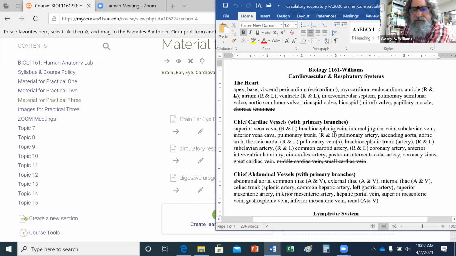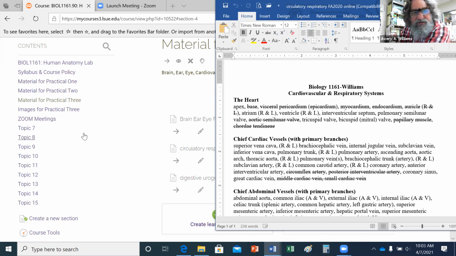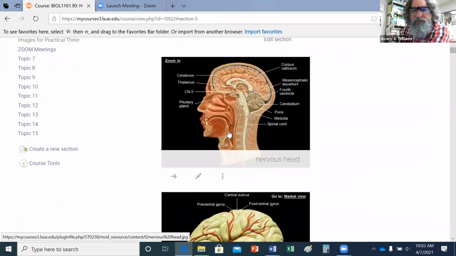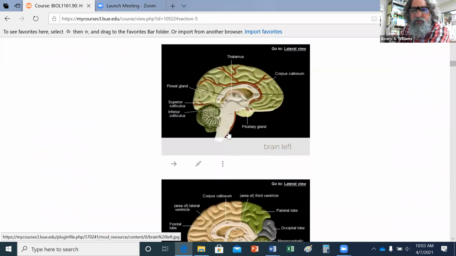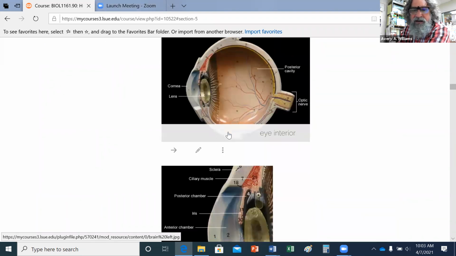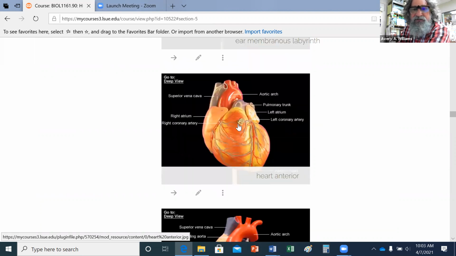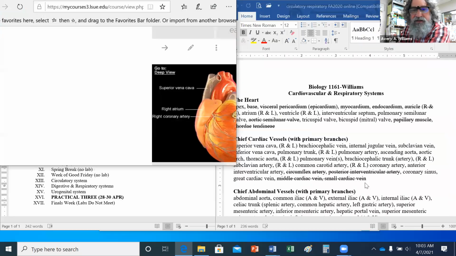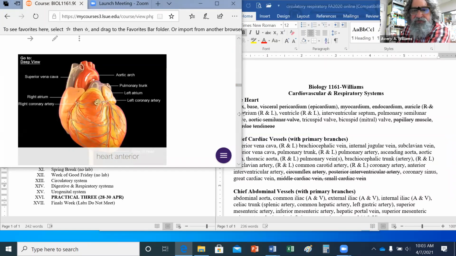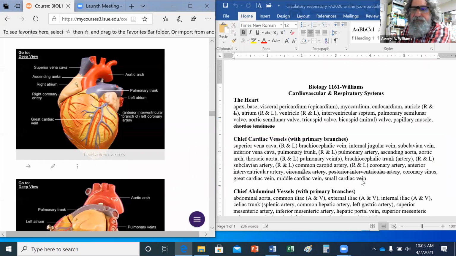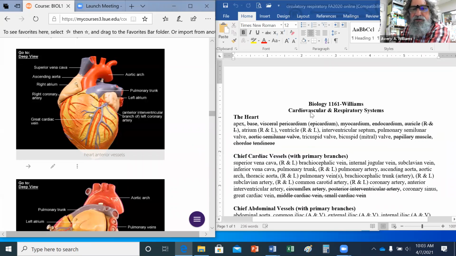Okay, so there's that. And then the images, you click on images for practical 3, click, and then remember, this is what we saw before. And so you can do all this. We did the brain, the eye, ear, and then it brings us to the circulatory stuff. And so what I'm going to do again is split my screen here so I can have images on one side and my handout on the other. Look at it like that. So there we go. So here we are.